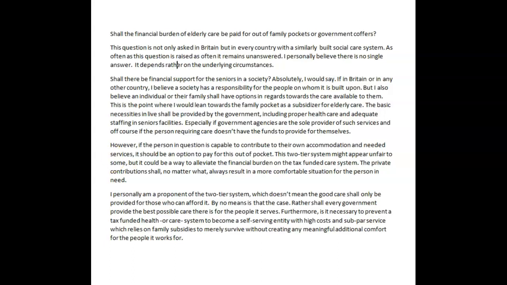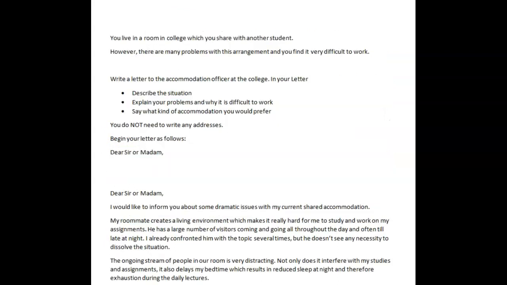Okay. All right, let's take a look at your task one, see what you did there. All right, let's take a look now at your task one. You're having a problem with your room. There's a situation, the problems, and the accommodation you want. All right, let's see.